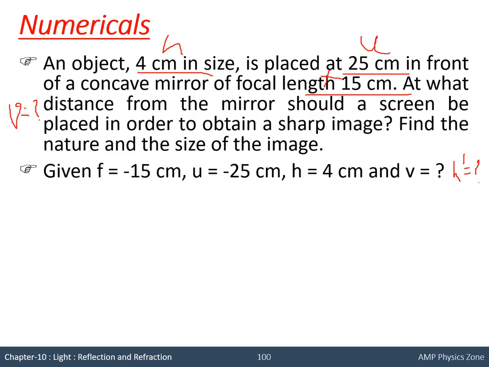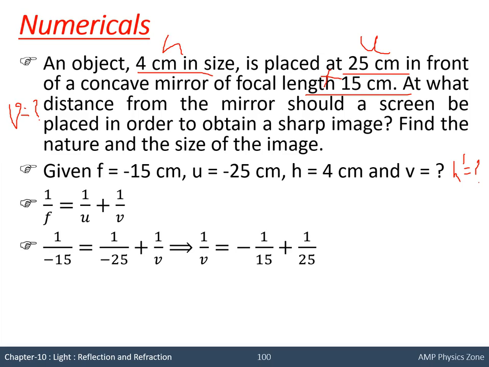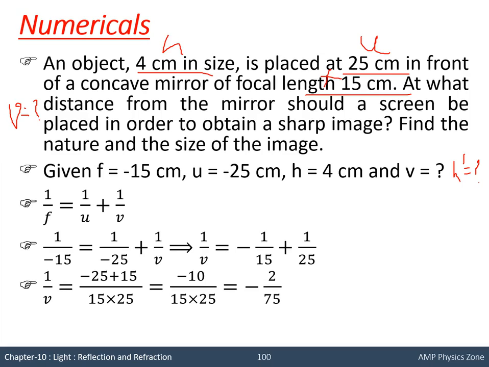So again the same formula, 1 by f is equal to 1 by v plus 1 by u. Then replace f and u by minus 15 and minus 25. From this take the LCM and you can find v. So v will be 75 by 2. That calculation you can try by yourself. Okay, so we will get minus 75 by 2, that will be minus 37.5 centimeter. So as v is negative, we can say the image is a real image.